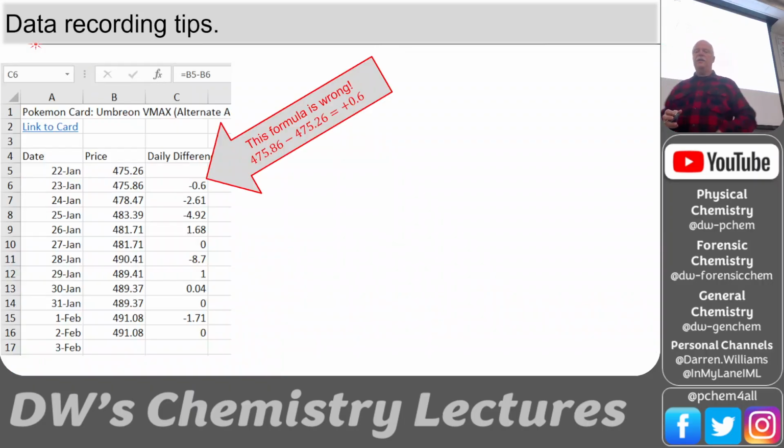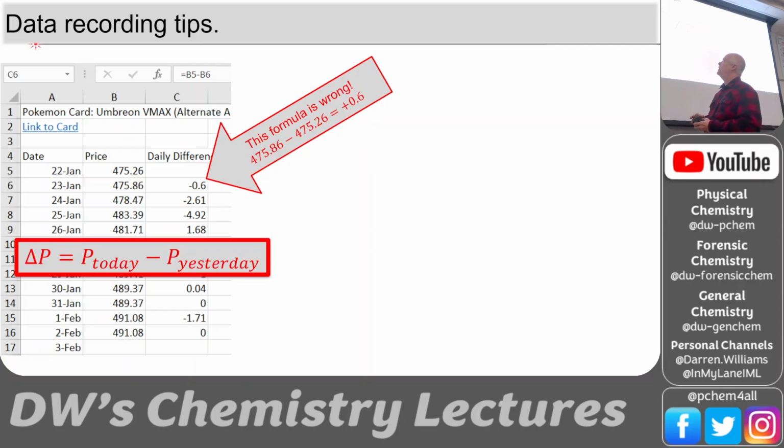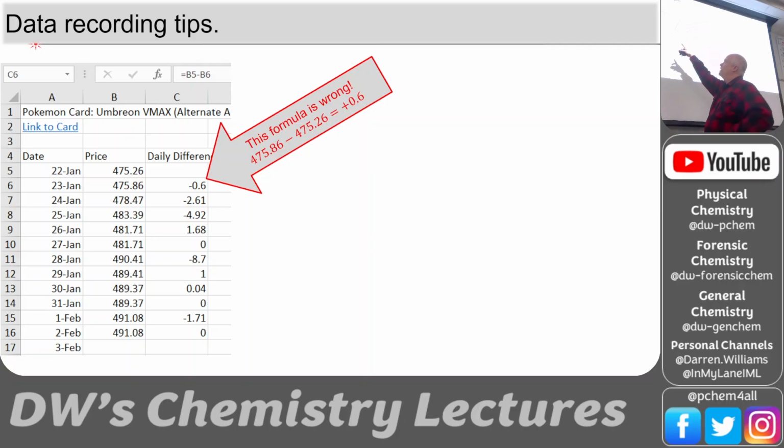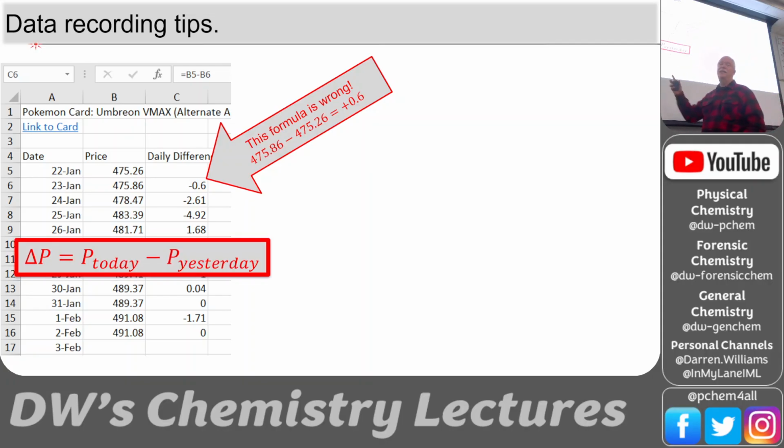Also, this formula is wrong. It is a difference, but notice how up there 475.86 is the current day, January 23rd, and the previous day was 475.26. So it should be positive. If it's today minus yesterday, today's bigger than yesterday. And yet I've got a negative sign. And so that's telling me that formula is written in backwards, okay? So you've got to make sure it's today minus yesterday.